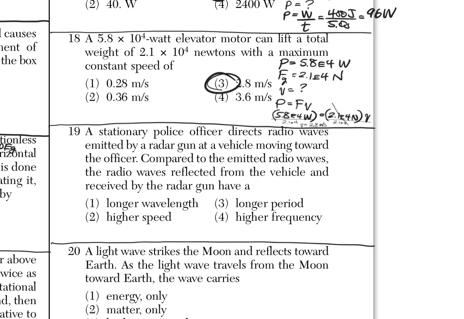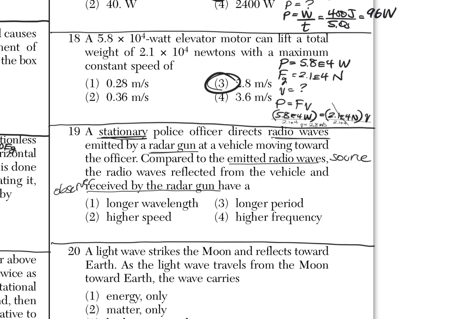I'm looking for keywords that say this is Doppler effect, and you can see the police officer is stationary, not moving. We have radio waves by a radar gun. And then it says you're comparing the emitted radio waves, so that would be the source of the waves, and then received by the radar gun, that would be the observer, and it wants to know what would be different.